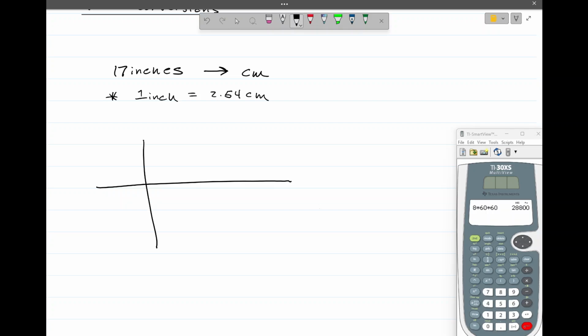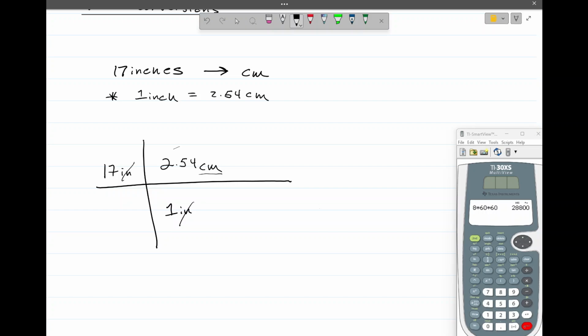Okay, so over here are going to be my starting units, and my starting units are 17 inches. And over here is going to be my conversion factor, and I know in every 1 inch there are 2.54 centimeters, and I know that I've set this up correctly because my inches are opposite of each other, and they're going to cancel out, and at the end of the day I'm going to be left with centimeters.